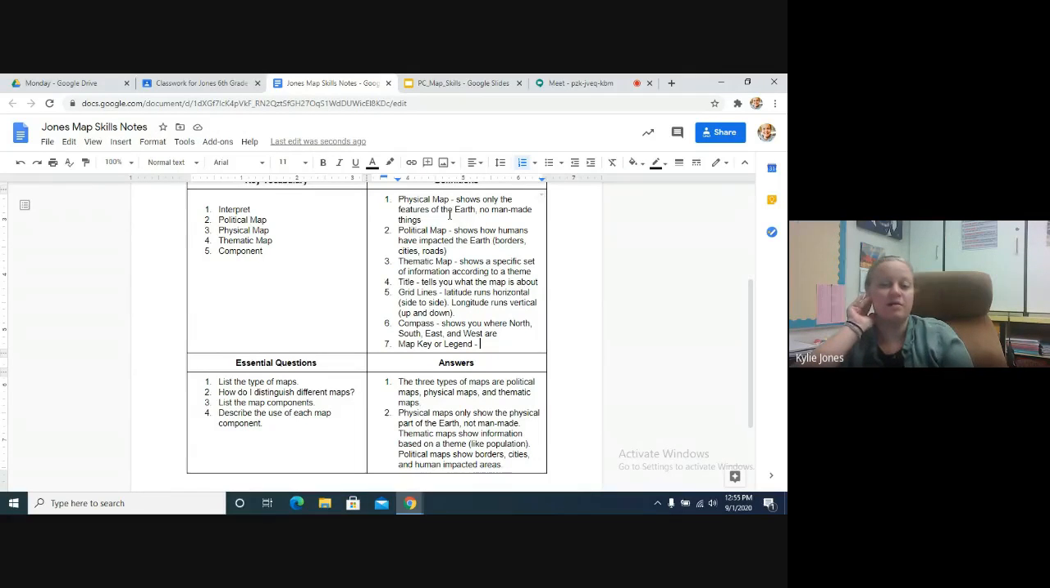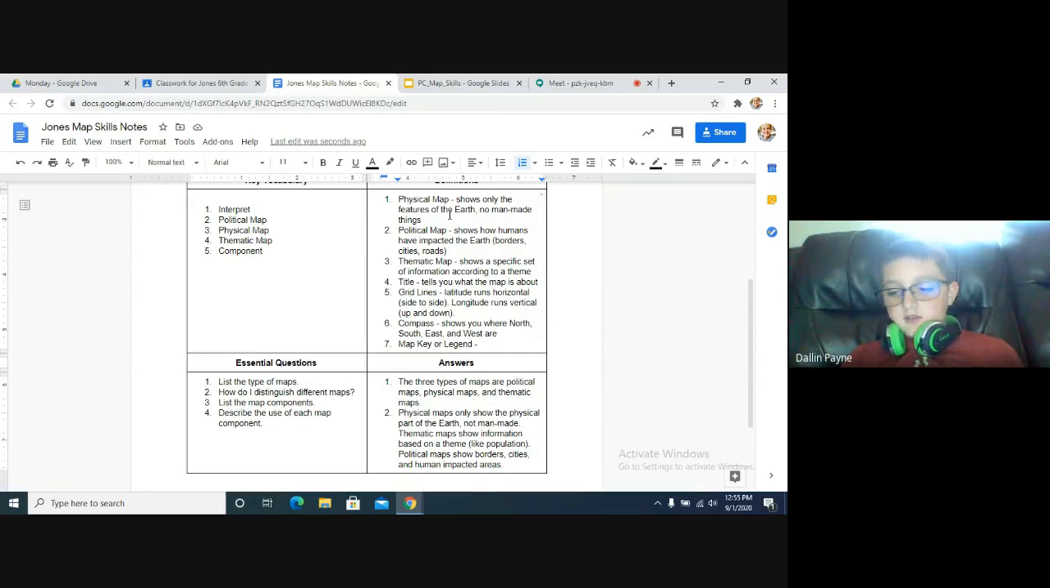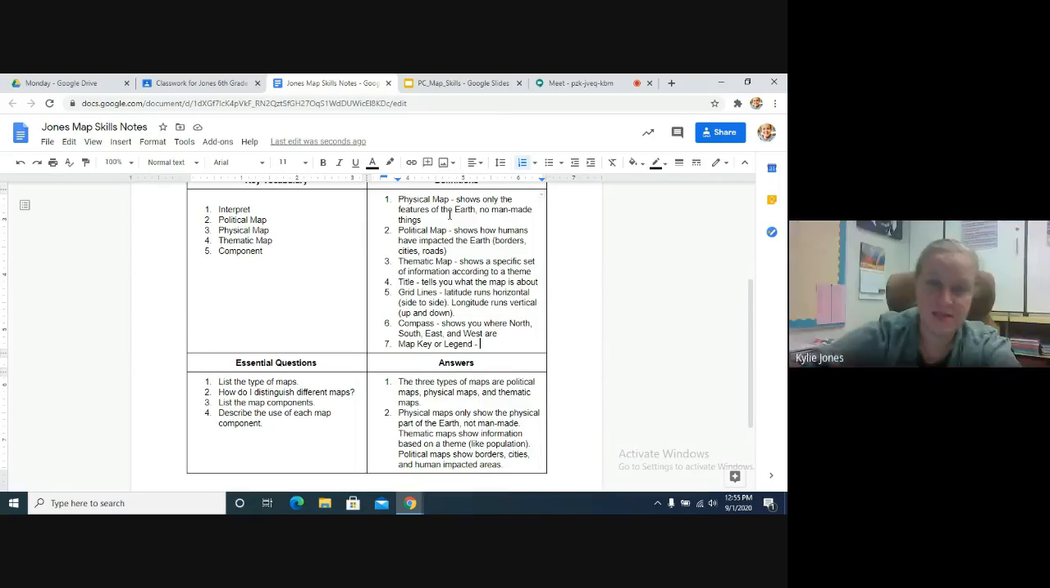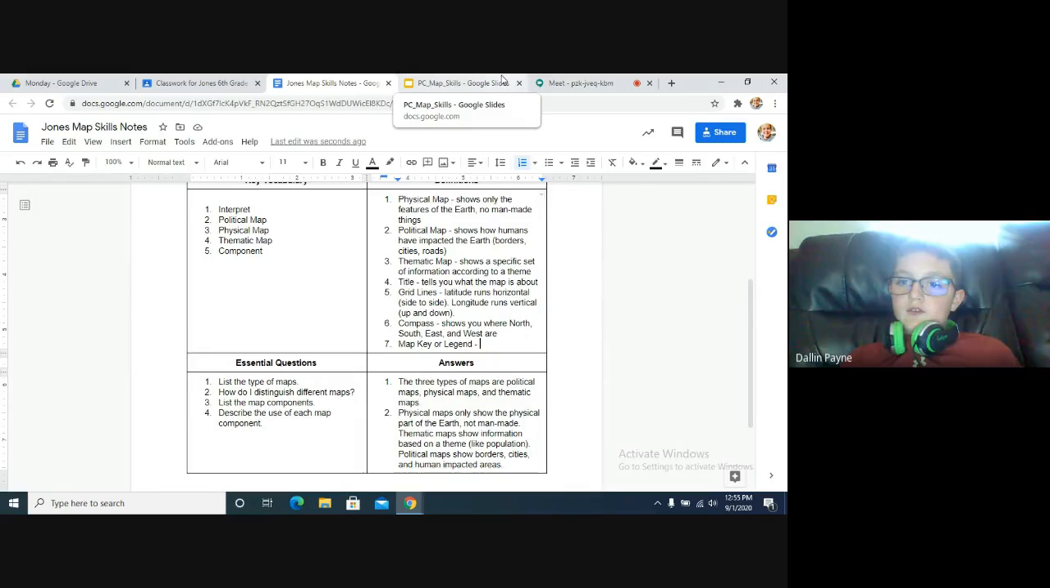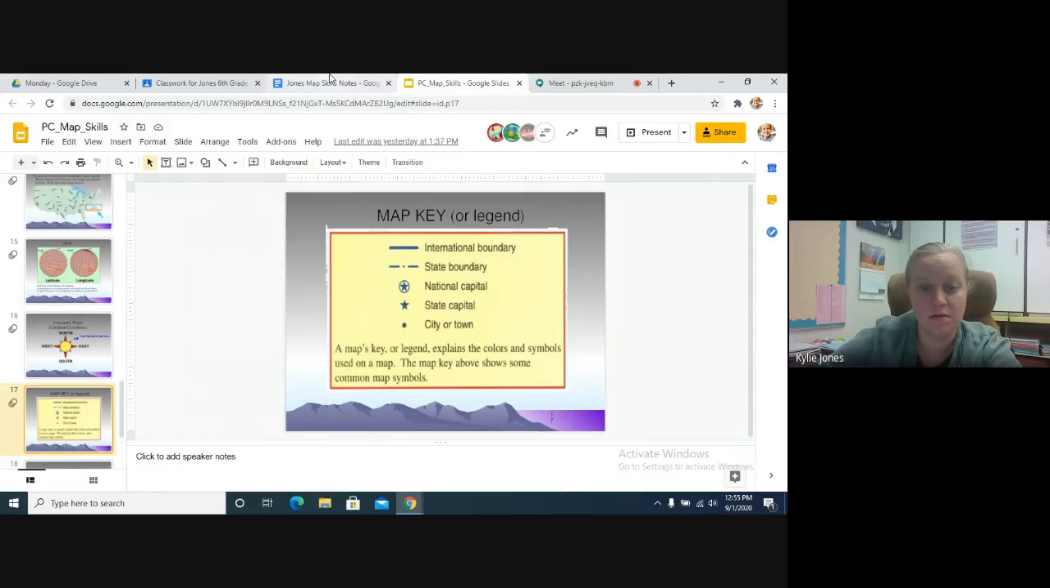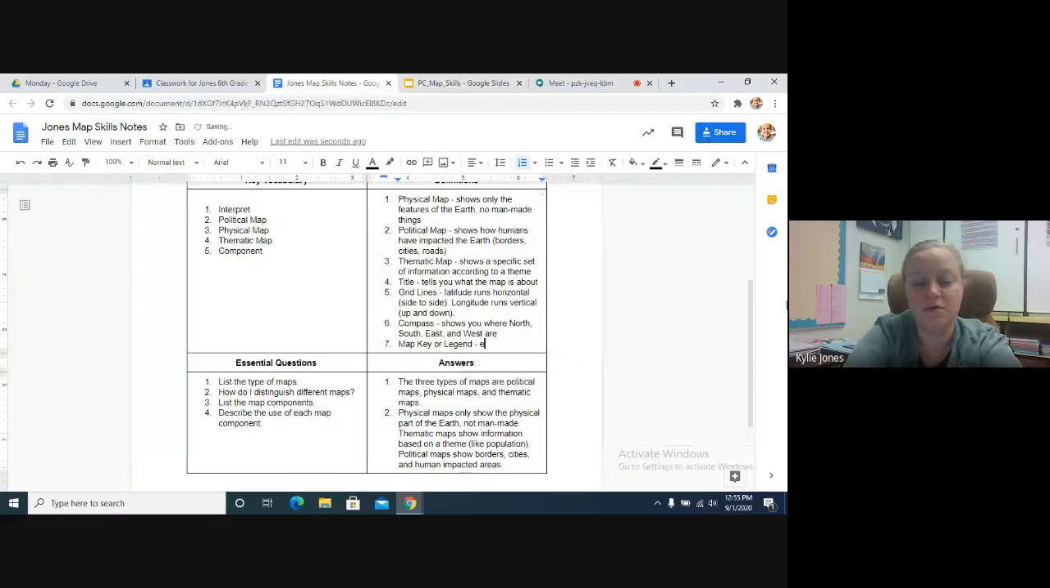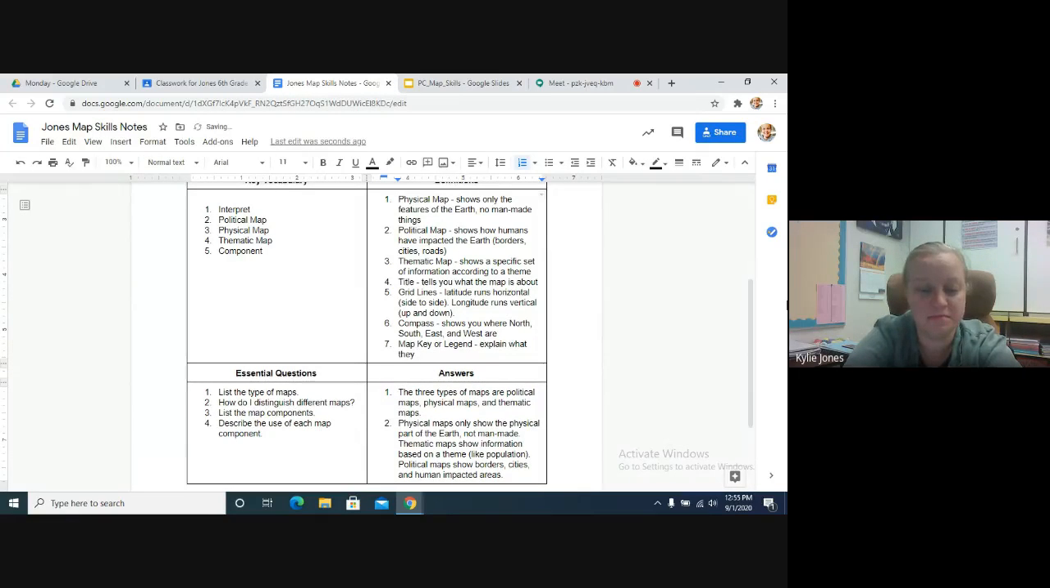So what was the point of a map key? To name like cities, towns, capitals, and states, and to show you where everything is. Yeah. That way you can find your way around if you need a map. Good. And we're going to use it to explain what the symbols on the map mean, right? Okay. This just explains the little symbols that are used.